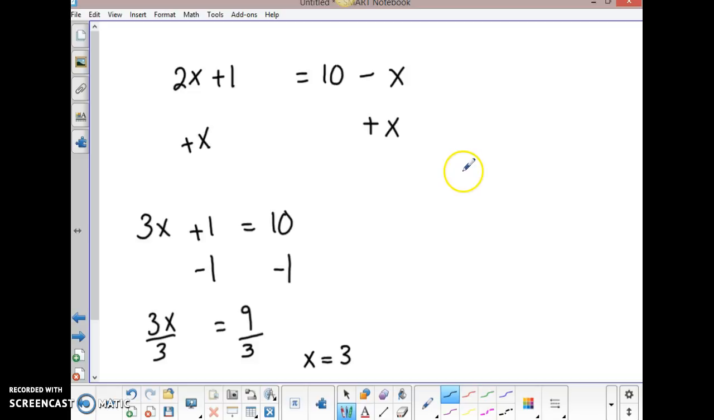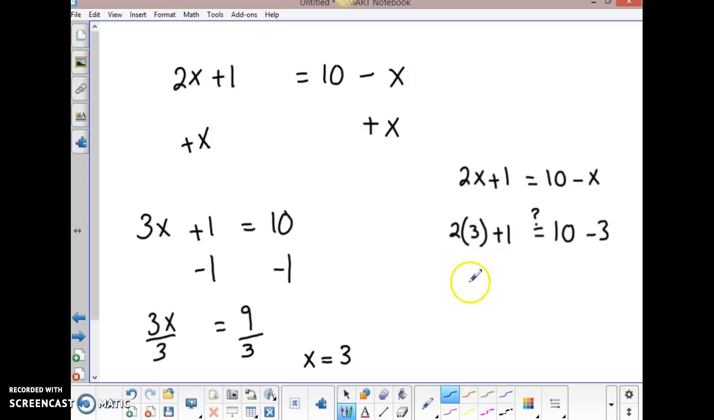Well, let's check our answer. Our original equation looked like that: 2x plus 1 equals 10 minus x. Let's plug 3 on both sides and see if both sides are equal to each other or not. So 2 times 3 plus 1, remember we're plugging 3 in place of every x. And let's put a question mark. Are those two sides equal? Well, 2 times 3 is 6, plus 1, and 10 minus 3 is 7, and this is 7 equals 7. So our solution is correct.